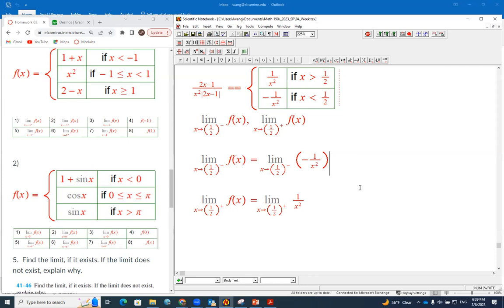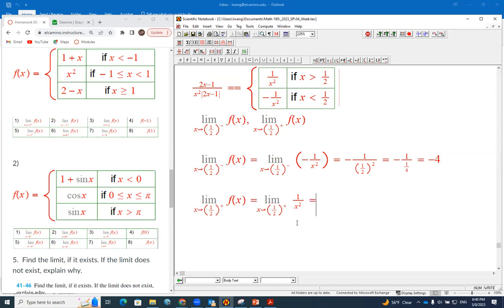And then what do we do? The denominator will not be 0 when we are considering this function, so no issues of zero denominator. It's going to be a direct substitution. Negative 1 over x squared, and this x is going to be half. 1 over 2 squared. What do we get in the end? Negative 1 over a quarter. Reduce that fraction, we get negative 4.